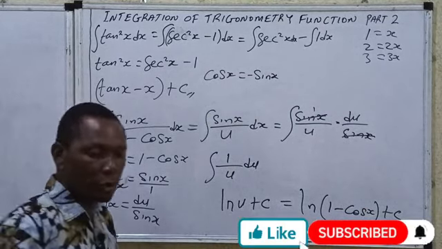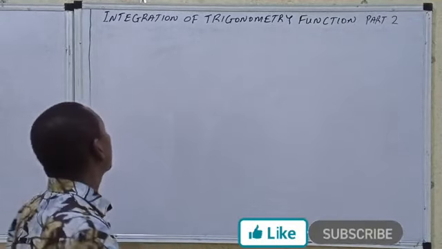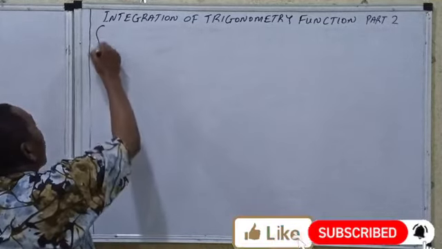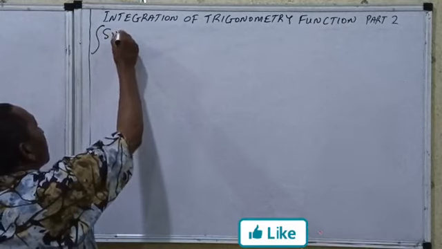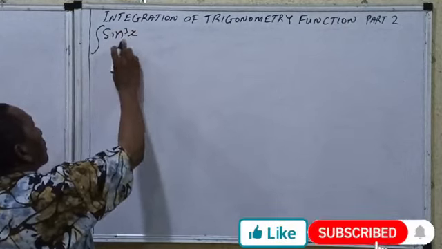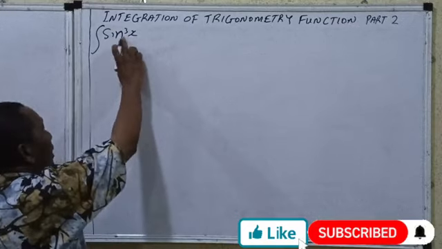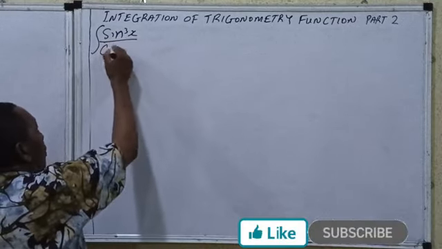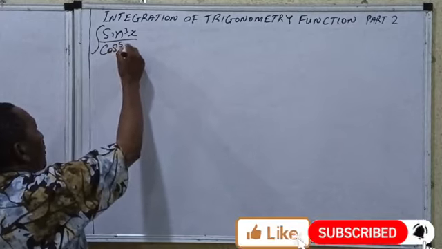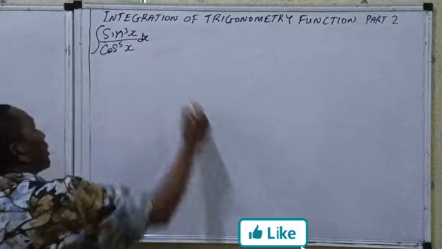Let's clean the board so that I'll solve more questions. So let's solve another question. Let's assume that you're asked to find the integral of sine raised to power 3x all over cos raised to power 5x dx.